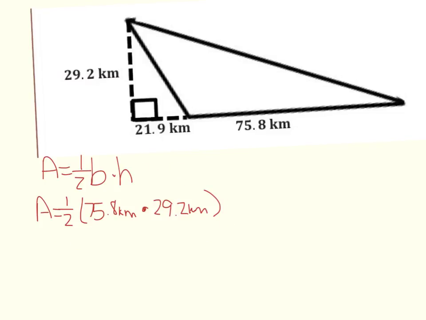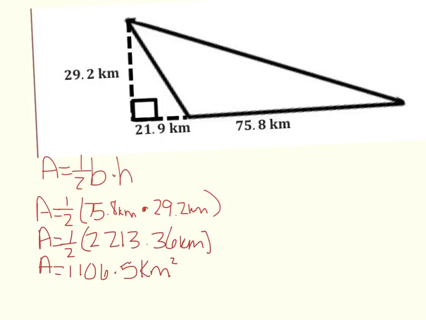So we have the formula as area equals 1/2 of 75.8 times 29.2. To multiply those two, you get area equals 1/2 of 2,213.36. And half of 2,213.36 is 1,106.5. So this is the area of this.